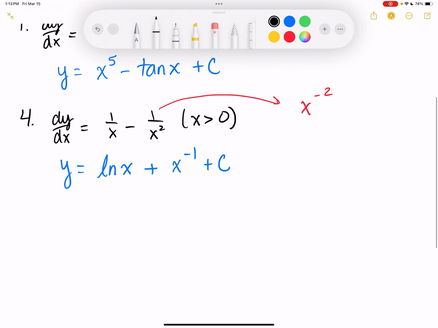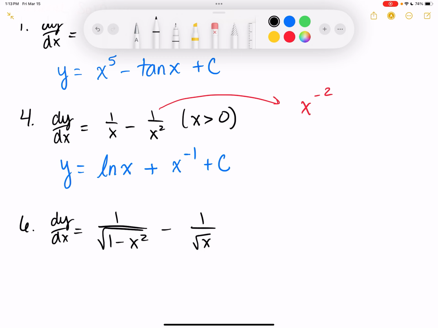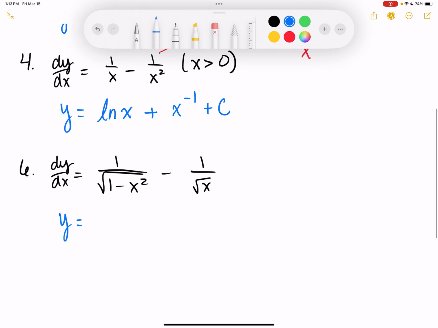dy dx equals 1 over the square root of 1 minus x squared minus 1 over the square root of x. This is what's familiar to me. That's good. Okay, first part is inverse sine. Yep. Inverse sine of x.